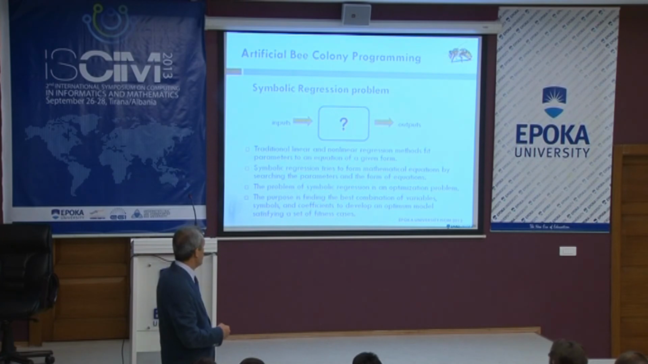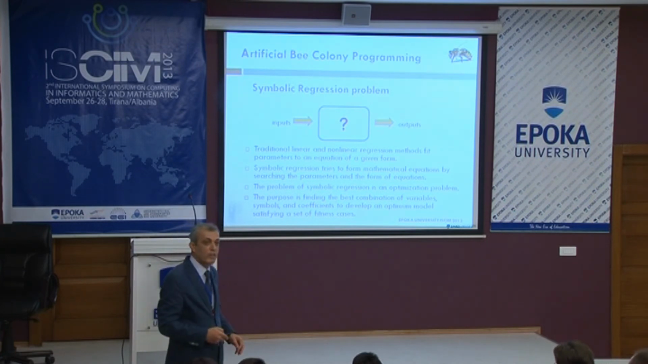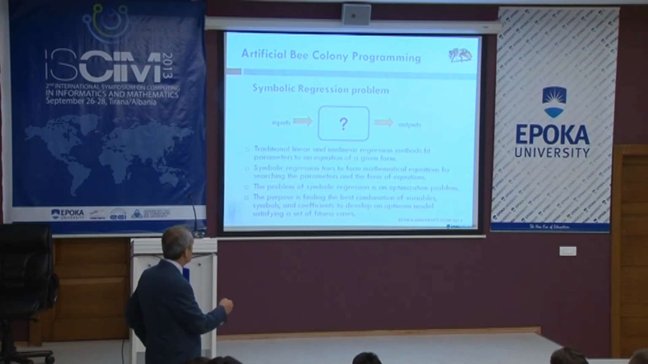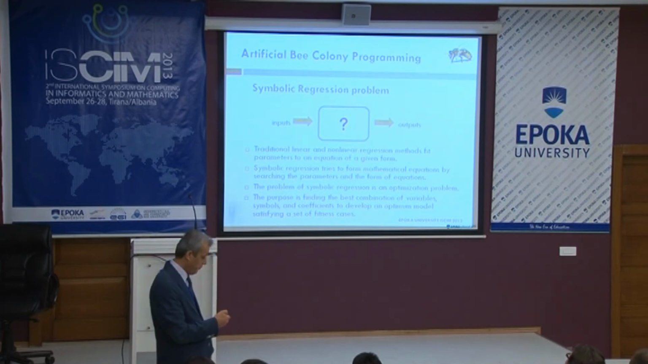The problem of symbolic regression is an optimization problem, of course, because we try to design something between the inputs and outputs. The purpose is finding the best combination of variables, symbols, and equations to develop an optimal model satisfying a set of fitness cases.